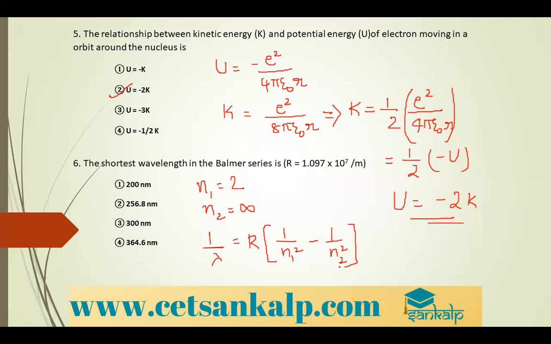So R is already given, N1 is 2 square. So 1.097 into 10 to the power 7 divided by 4 square. So 1 by infinity is 0. So this is 1 by lambda, and the reciprocal is 4 divided by 1.097 into 10 to the power 7. So solve it. It is nearly 364.